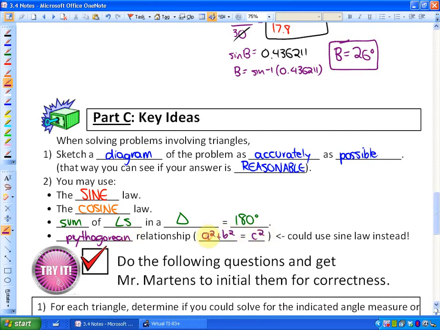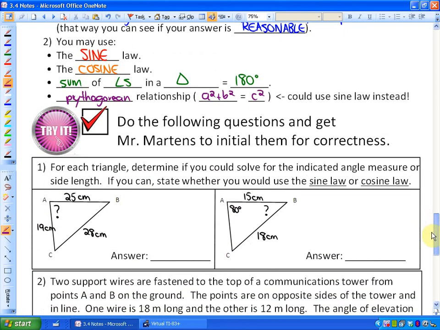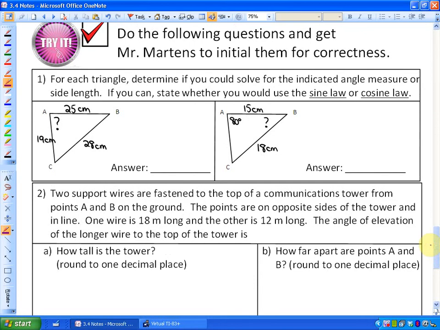So many different methods. If you're in my class, what you're going to want to try to do is answer the following question below and get me to look at it when you are done.